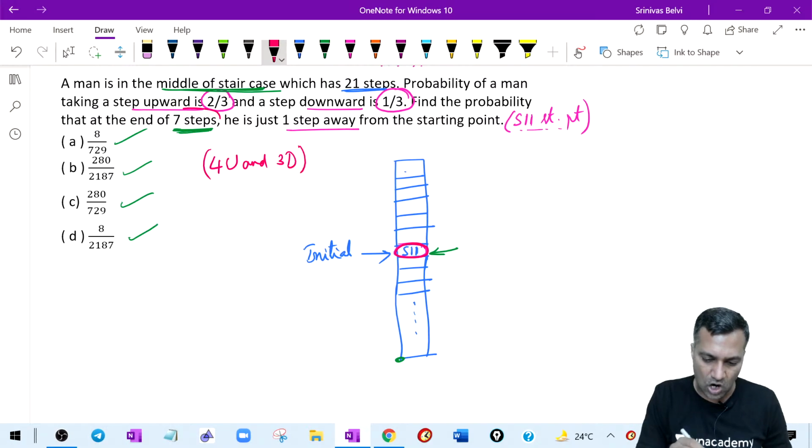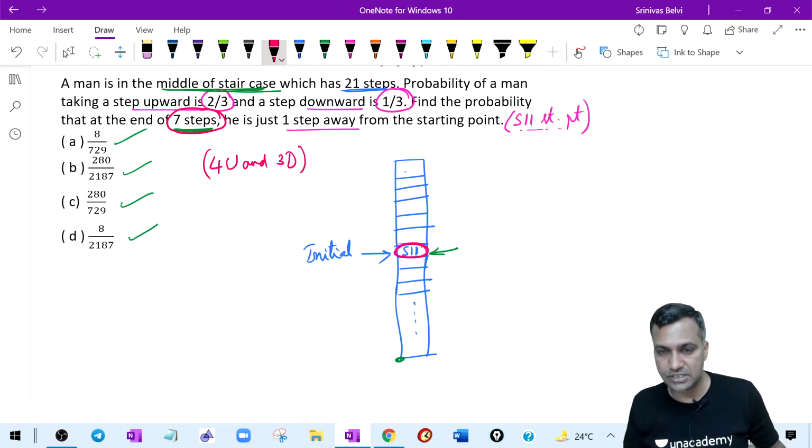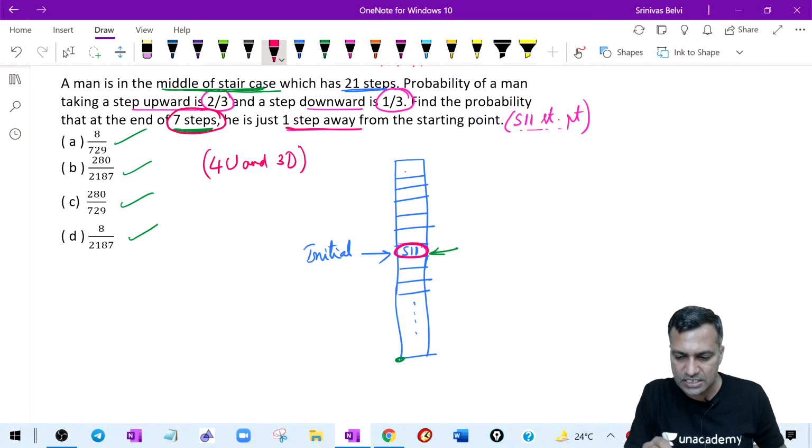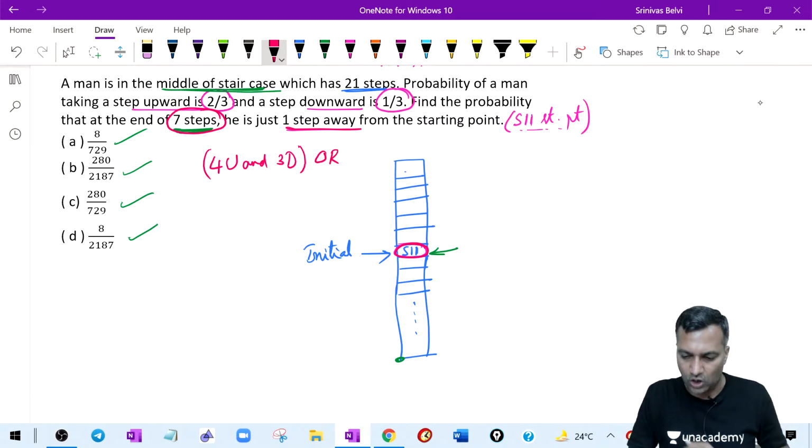Why? Because there are an odd number of steps. Naturally, he can never be at the starting point after taking 7 steps. But I want this fellow to be 1 step away from the starting point. Implies what? 4 up and 3 down, or we can also write this as 3 up and 4 down. These are the 2 cases.